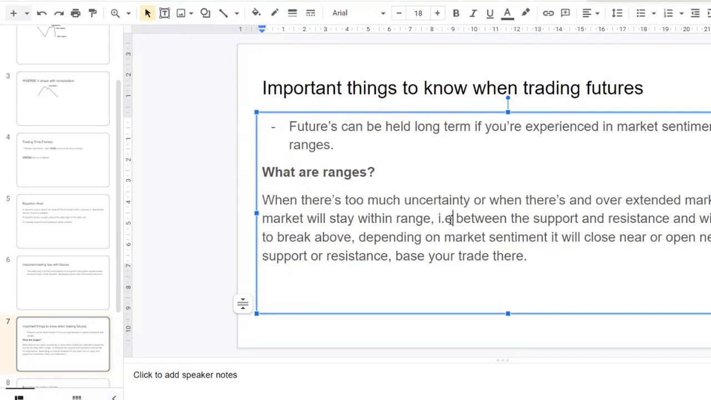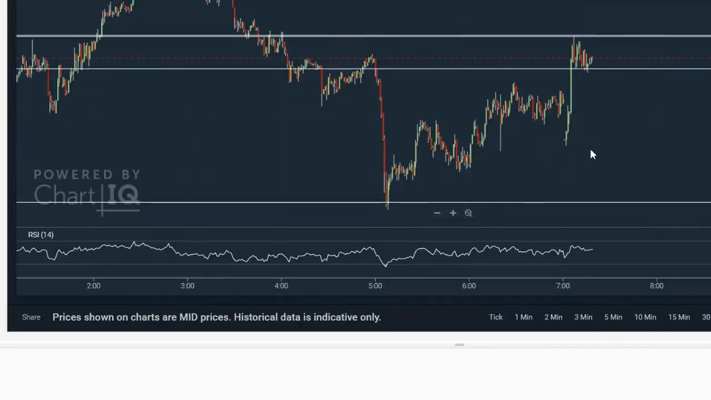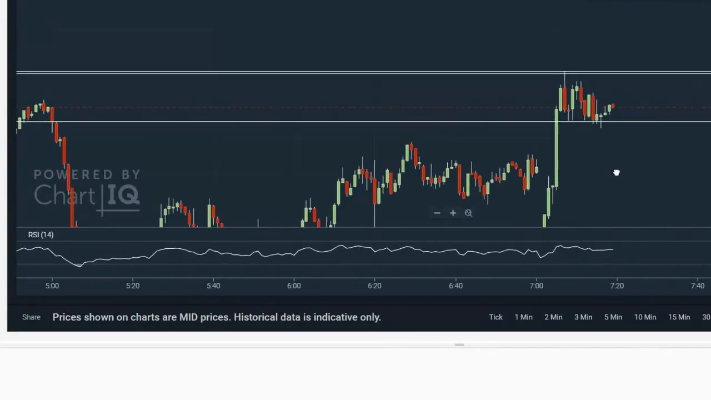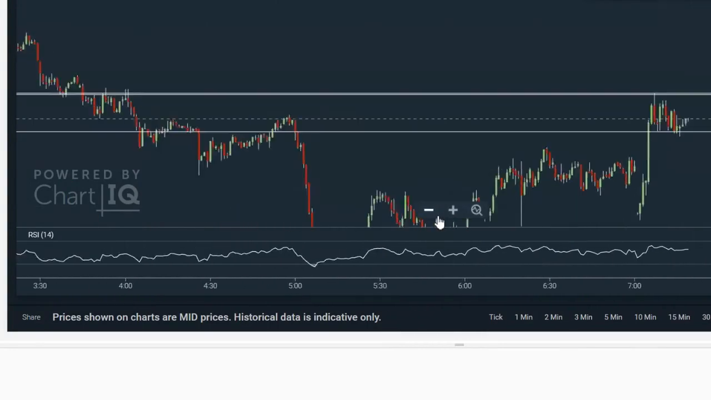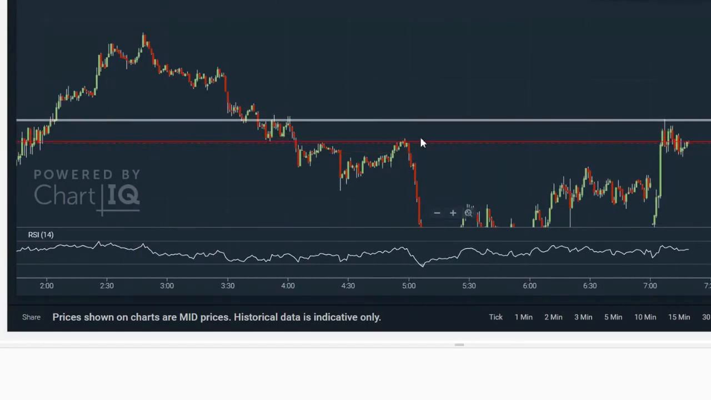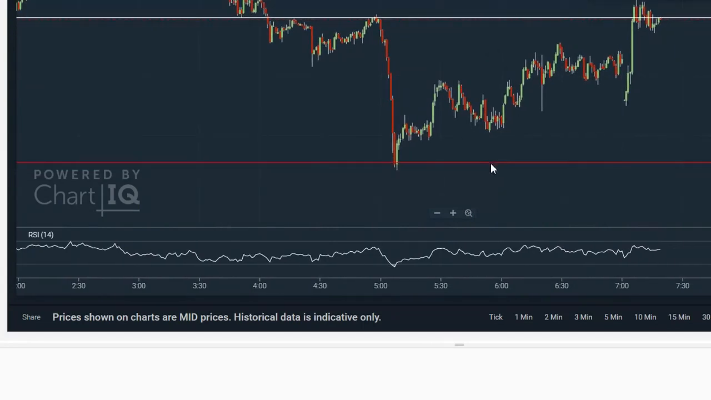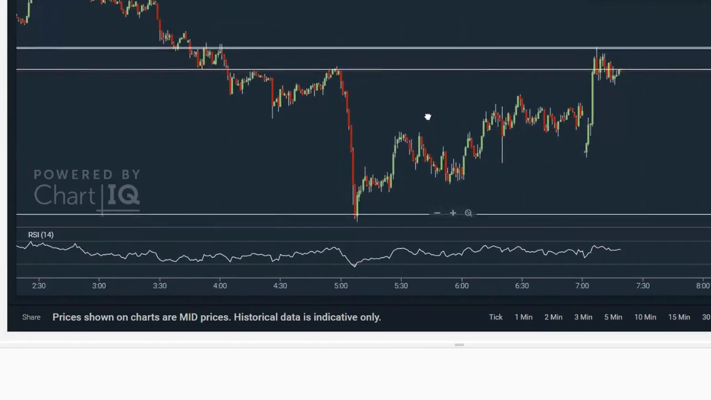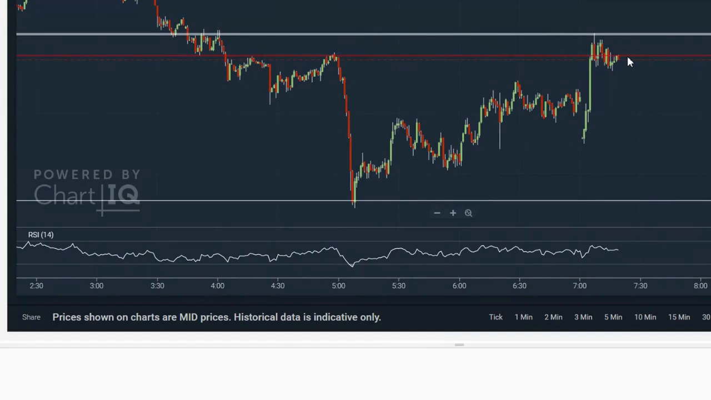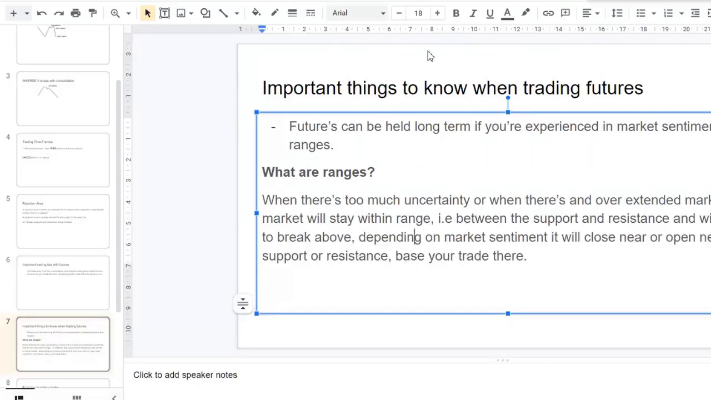So it will stay between the support and resistance and will fail to break above. And we're seeing this currently, guys, as we speak in this scenario, which is perfect. Okay, this is our resistance. This is our support. It doesn't want to break above it unless news comes out, forces it to break below or to come down because the market is too bearish or there's too much fear in the market. That's for futures.